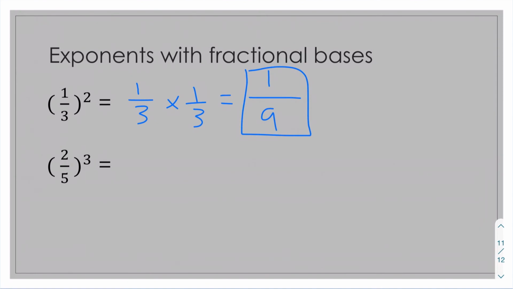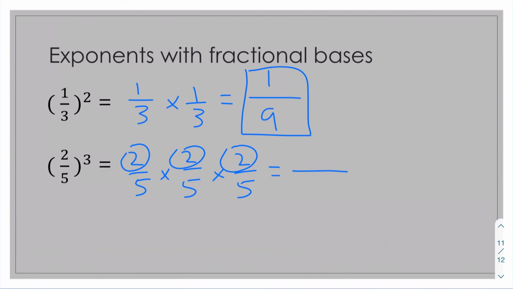And same thing with the second one. 2/5 to the power of 3 is just 2/5 times 2/5 times 2/5. And the numerator of the answer is going to be 2 times 2 times 2, which is just going to be 8. And the denominator of the answer will be 5 times 5 times 5, which is just going to be 125. And therefore, that is your answer.